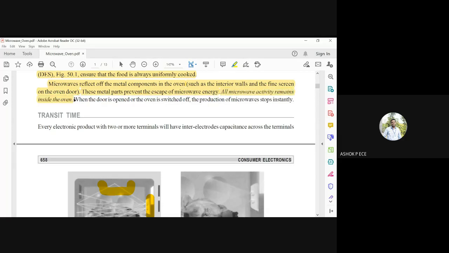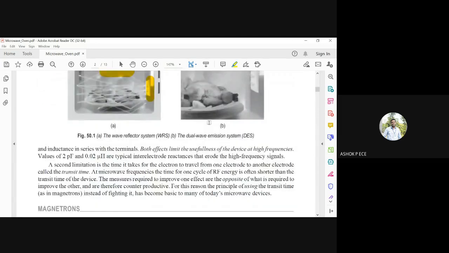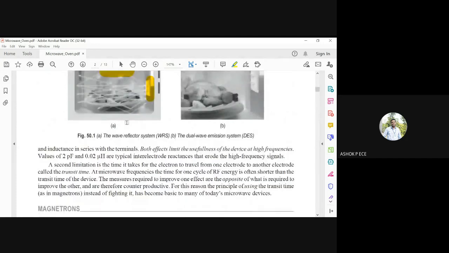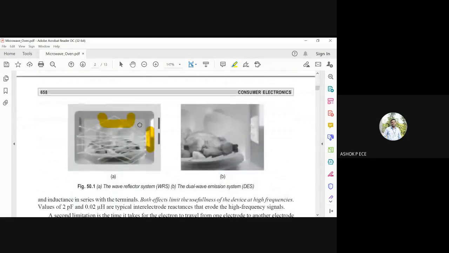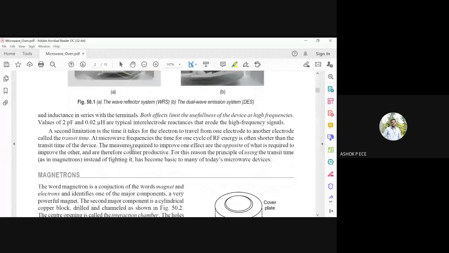the oven. So when the door is open, or the oven is switched off, the production of microwave stops instantly. Suddenly, if you open the door, the production of microwave stops immediately. Or when the oven is switched off, the microwaves will not be produced either. The power in these microwave ovens is very, very high. That's why our human body should not be exposed to this heavy, high intensity microwave. So that's the reason why when you open the microwave oven or when the oven is switched off, microwave is not produced.